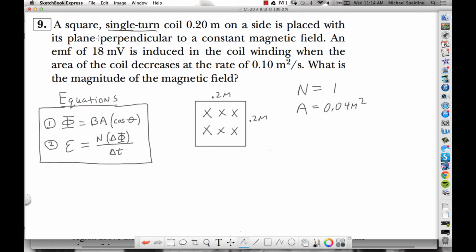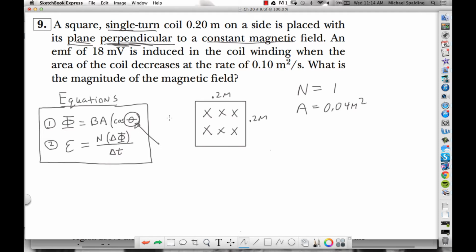So it says here that the plane of the loop is perpendicular to the magnetic field. So here's my question for you. What's theta in our flux equation? What's that theta going to be equal to? The number one wrong answer would be, kids would see this and think, oh, what does perpendicular mean? 90 degrees. Not for this problem.